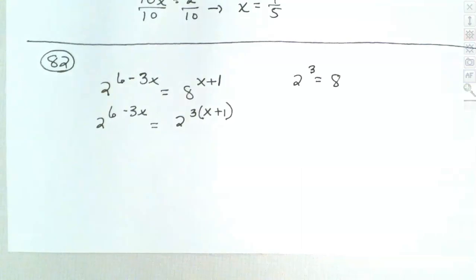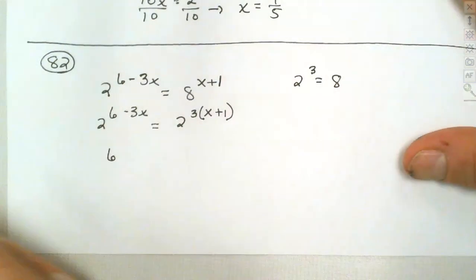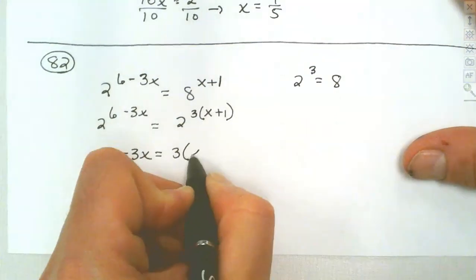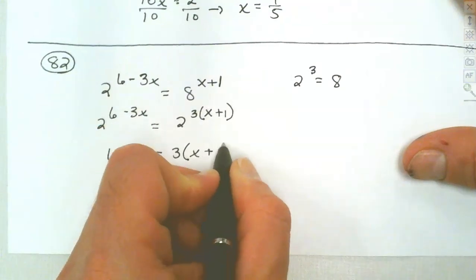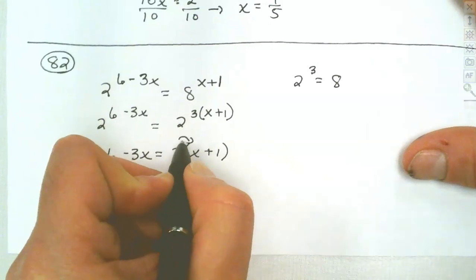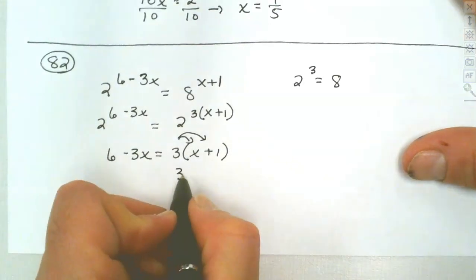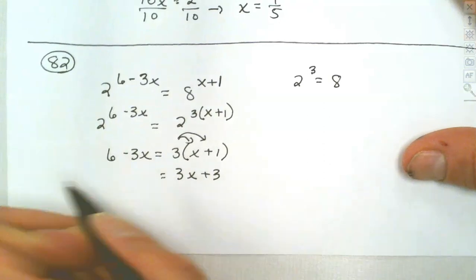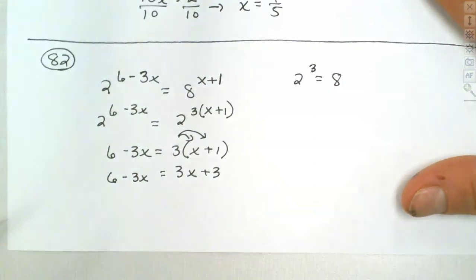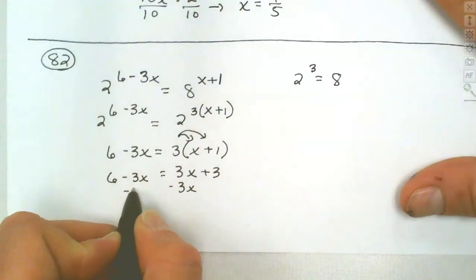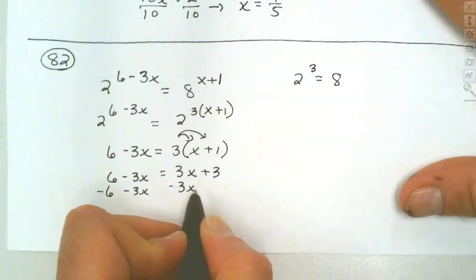And now what can we do? Well, now the bases are the same. So then the exponents are the same. So that makes it then 6 minus 3x equals 3 parentheses x plus 1. We'll distribute that 3 through, and that gives you 3x plus 3. The other side is 6 minus 3x. Move it around, so move that 3x over, and move that 6 over also.